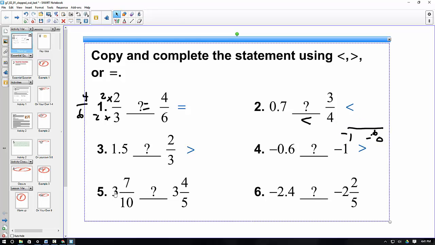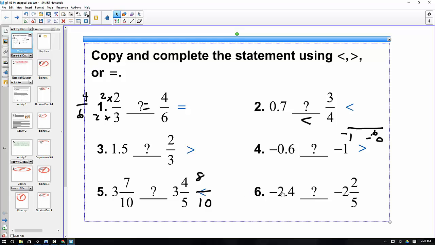This one here is going to be 3.7. And we'll do the same thing here where I make it so it has the same denominator. Let's make them tenths, right? So over here I'm going to have 10, and we'll make this one 8. So this is 3 8/10 and 3 7/10. Well, the 3 8/10 is larger. So it'll go this way.